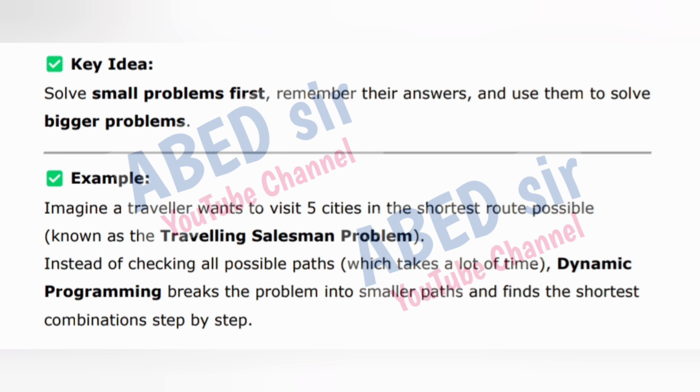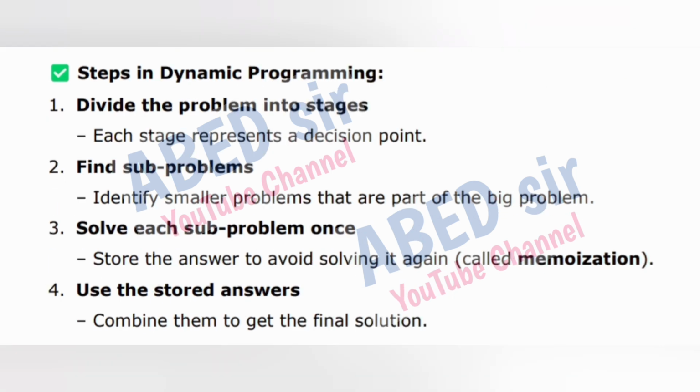Example: imagine a traveler wants to visit 5 cities in the shortest route possible, known as the traveling salesman problem. Instead of checking all possible paths, which takes a lot of time, dynamic programming breaks the problem into smaller paths and finds the shortest combinations step by step. Steps in dynamic programming. 1. Divide the problem into stages. Each stage represents a decision point.